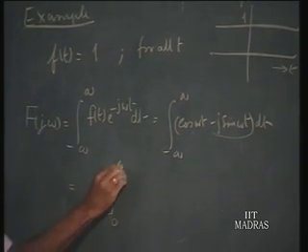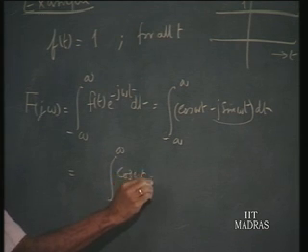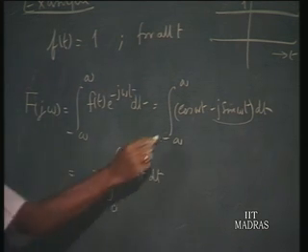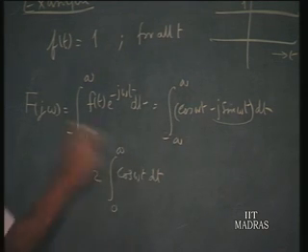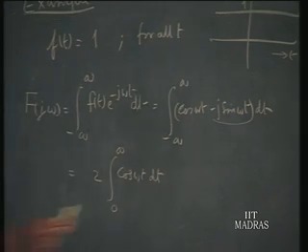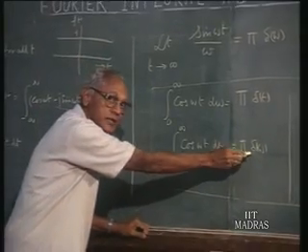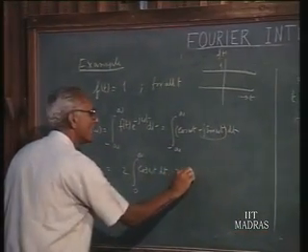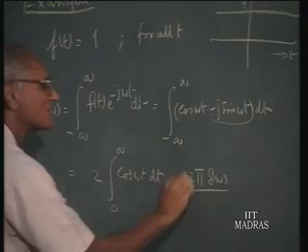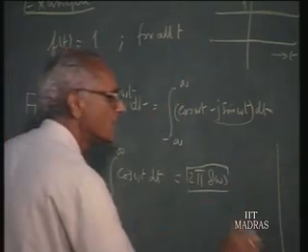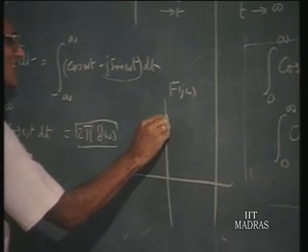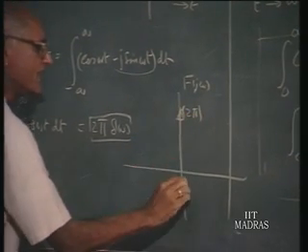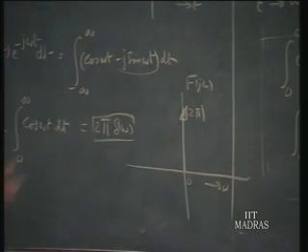Now, I take from 0 to infinity of cos omega t dt, and I introduce a 2 here, because instead of integrating from minus infinity to plus infinity, I am integrating from 0 to infinity. And now, the integral of cos omega t dt from 0 to infinity is pi delta omega according to what we had already seen. Therefore, this is 2 pi delta omega. So, the Fourier spectrum F of j omega for this is an impulse of magnitude 2 pi at DC. This is what we should expect.